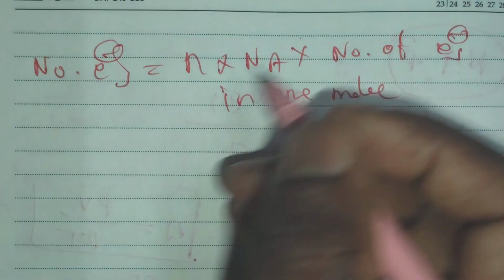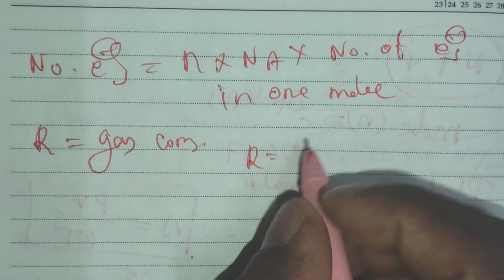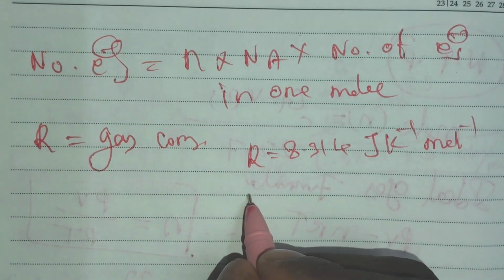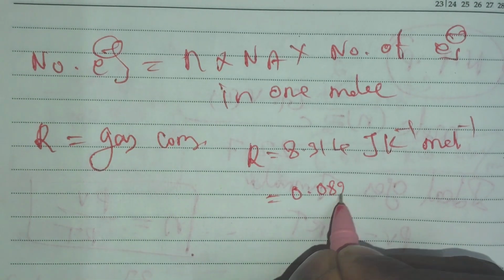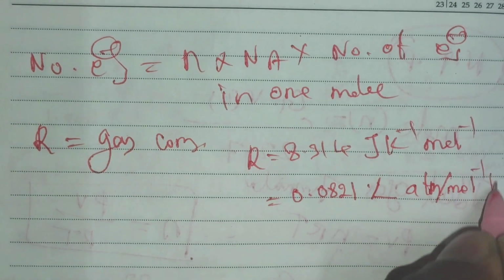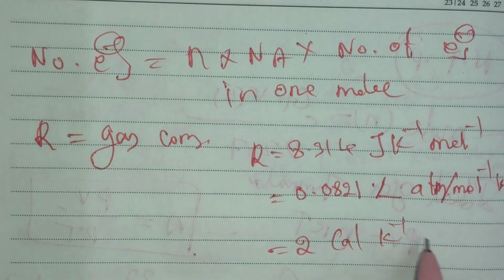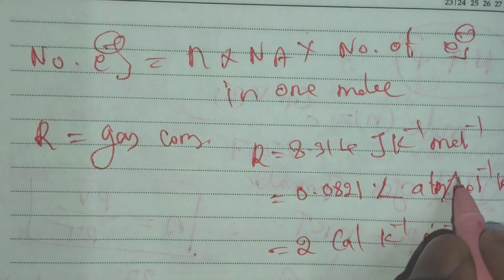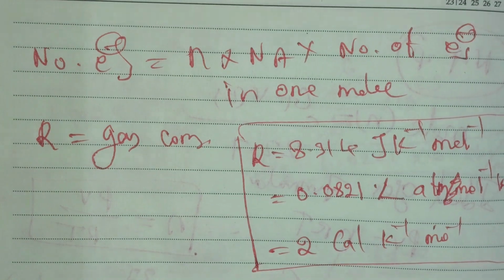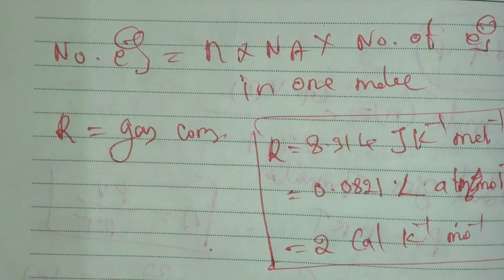Here the gas constant R has a value that depends on the unit. It is 8.314 joule per Kelvin per mole, and also 0.0821 liter atmosphere per mole per Kelvin, and similarly 2 calorie per Kelvin per mole. These R values must be understood by every student, so that we can easily choose the answer among the four options in every question.